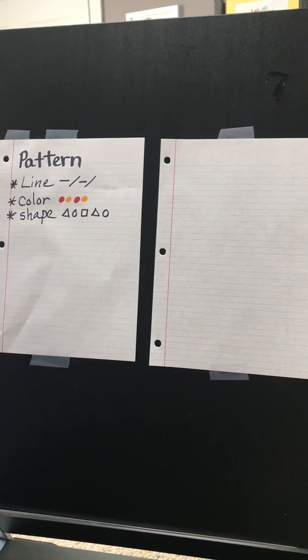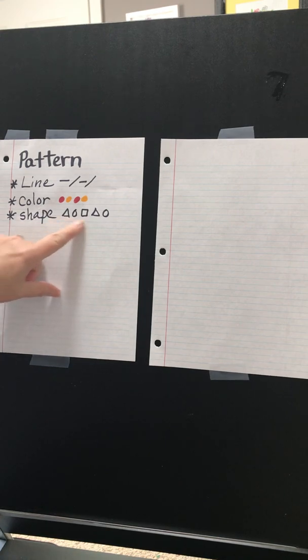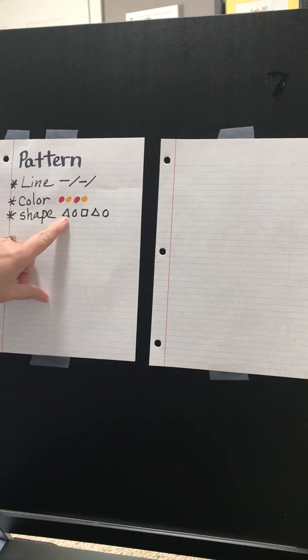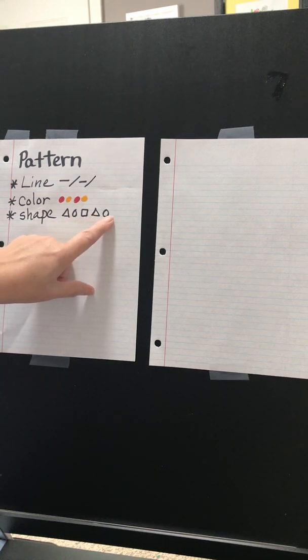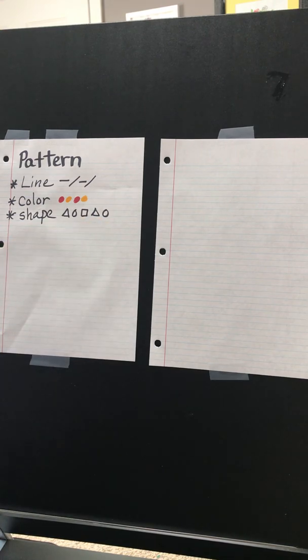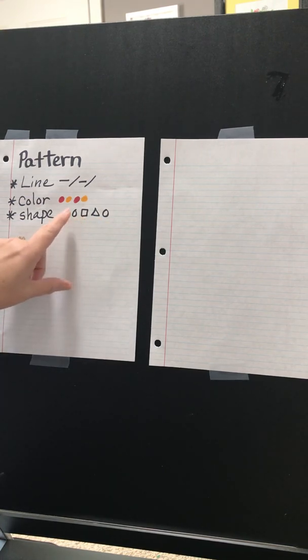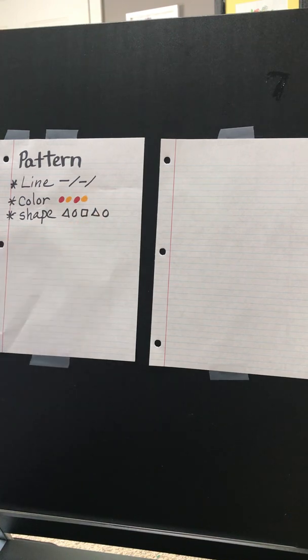Or you can do a pattern with shape. We see this sometimes in our math classes when we're doing some geometry. You've got triangle, circle, square. Triangle, circle. What would come next? It would be another square. So you can identify a pattern. Well, we have that a lot in our clothing, and we see it a lot in our artwork.